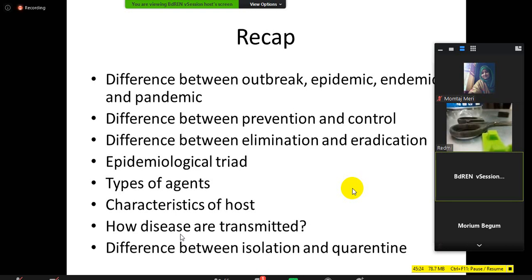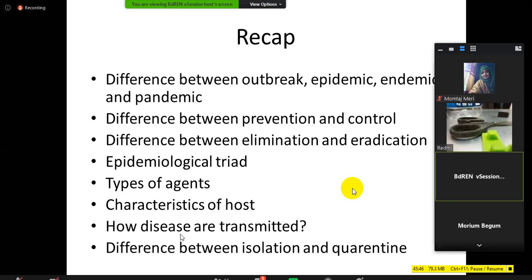Once they come out from the reservoir, they are transmitted, the mode of transmission. There are two modes of transmission: one is direct, another is indirect. Direct means person to person contact. It can be physical contact, maybe sexual contact, even from mother to child. This is also considered a direct mode of transmission.